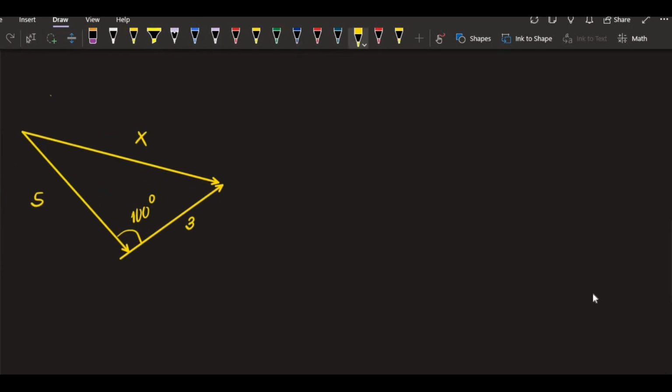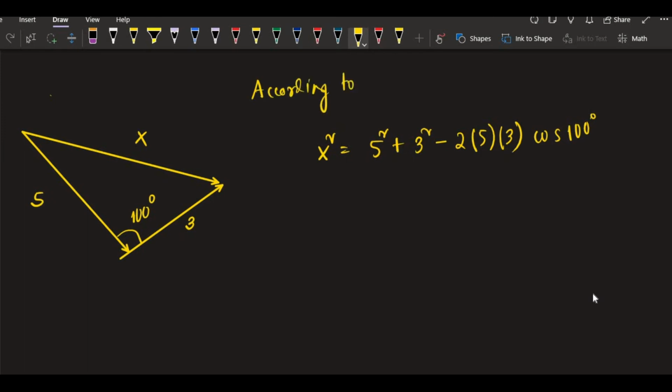So what does the cosine rule tell? Do you remember the cosine rule? According to the cosine rule, x square is equal to 5 square plus 3 square minus 2 times 5 times 3 cos 100 degrees.